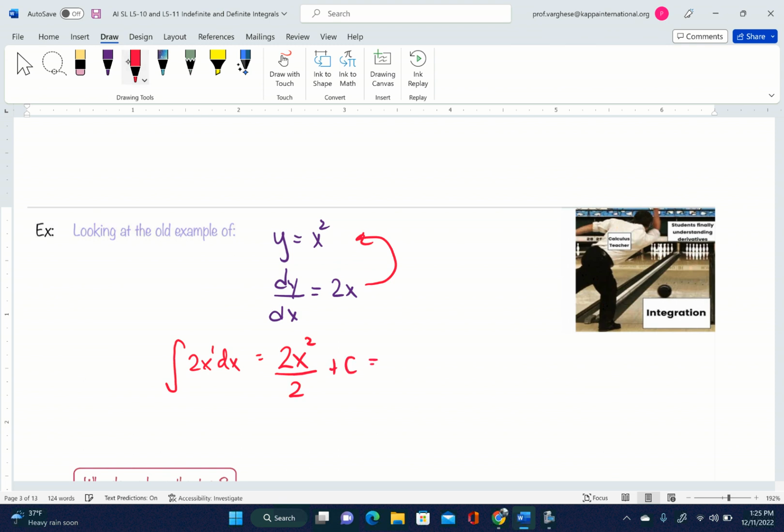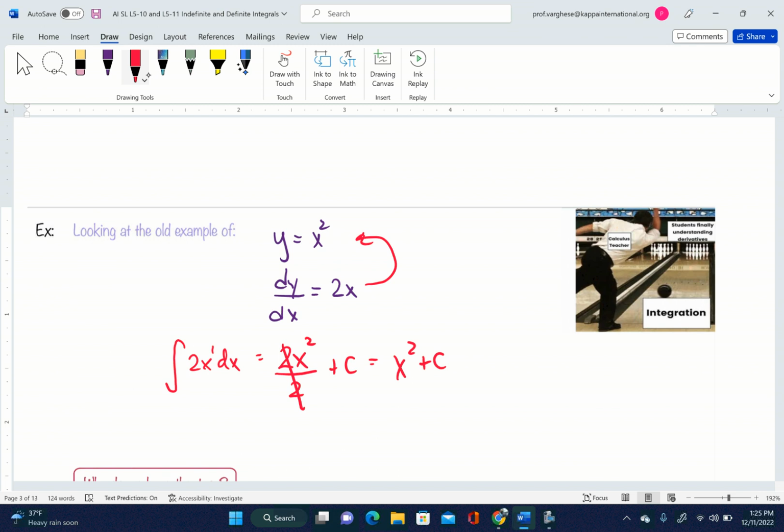We'll talk about why we use the plus c in a second. But how do you simplify this? 2 divided by 2 cancels each other out, and we're just left with x squared plus c. Okay, so just like here, we started out with our function, which is y equals x squared. When we find the derivative, we get 2x, right? So the antiderivative is now we're going to go backwards.